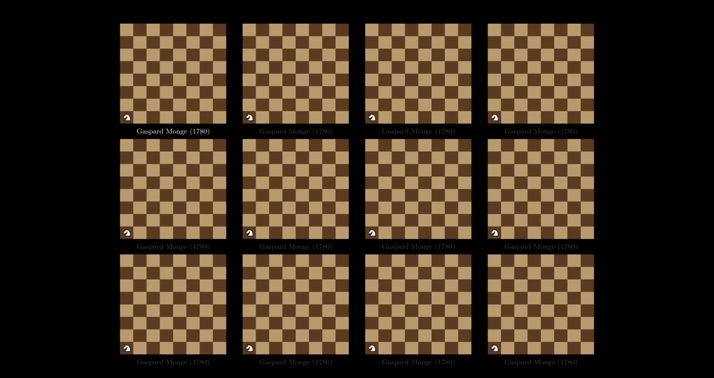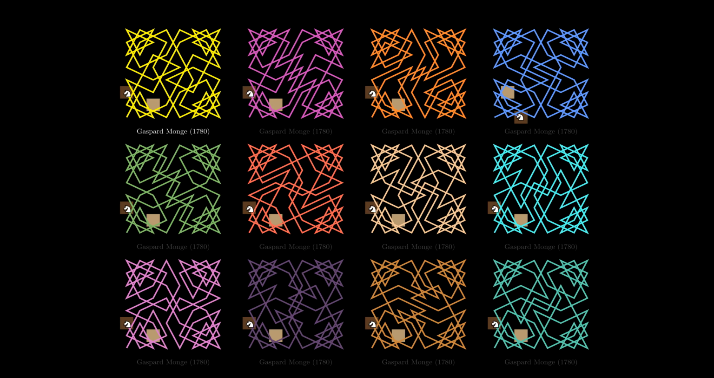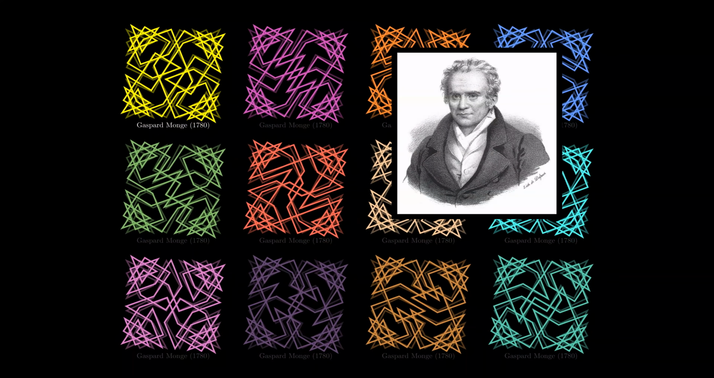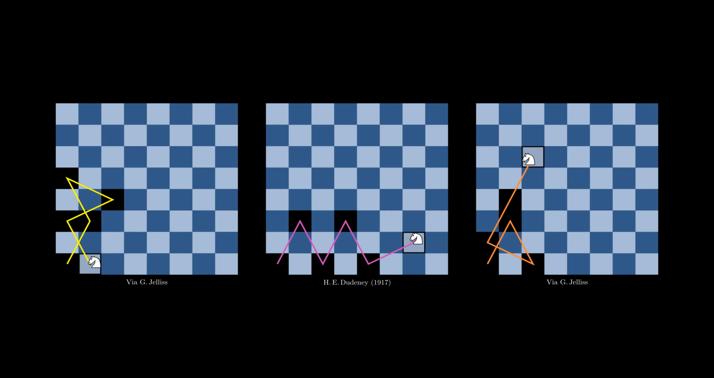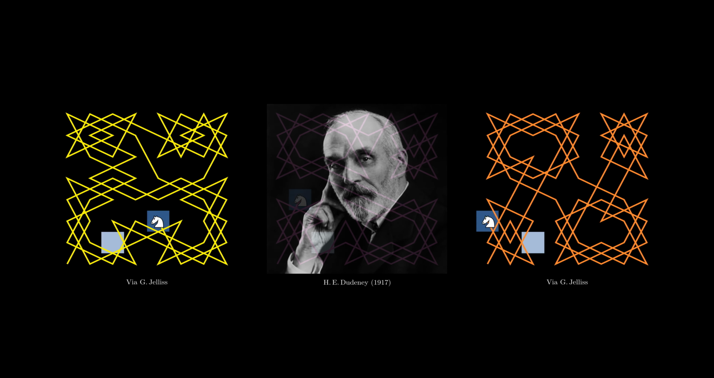What other mathematicians had a hand in the knight's tour problem and its associated patterns? Gaspar Monge published quite a few beautiful centrally symmetric tours. In this scene you will also spot the name Dudeney, the mathematician and a famous puzzle creator. Take a close look at his tour.